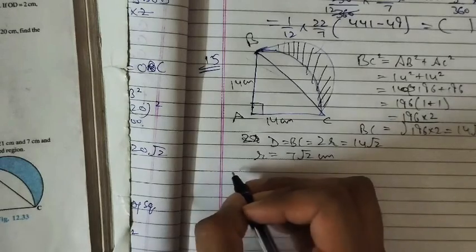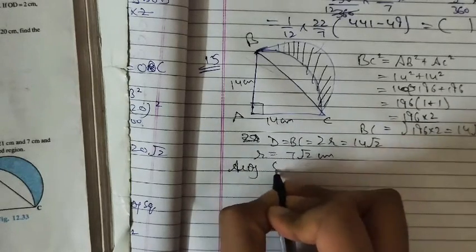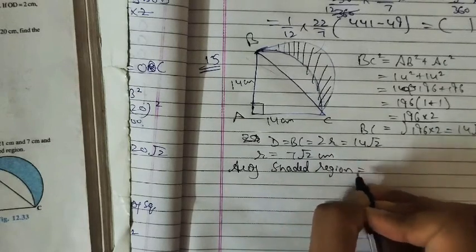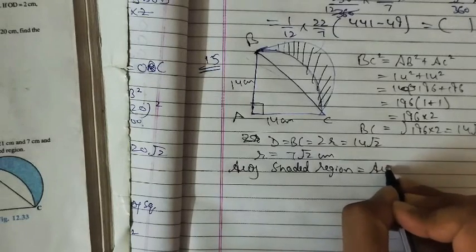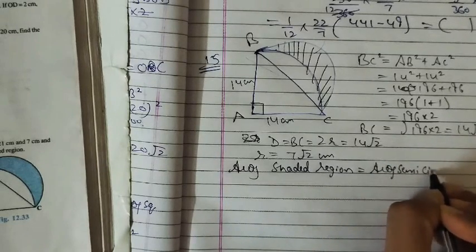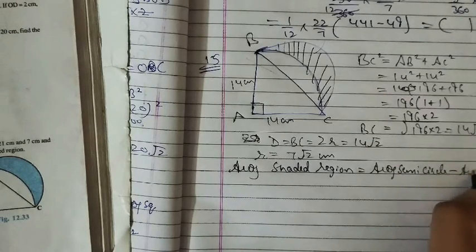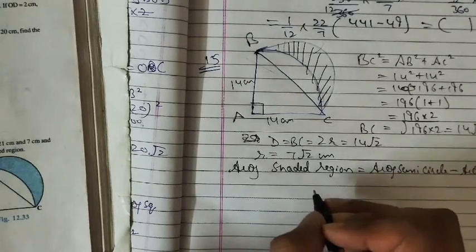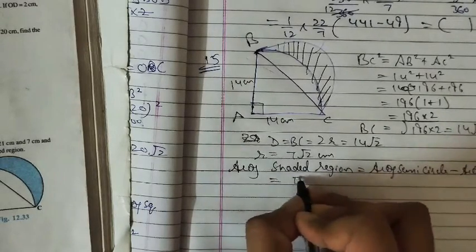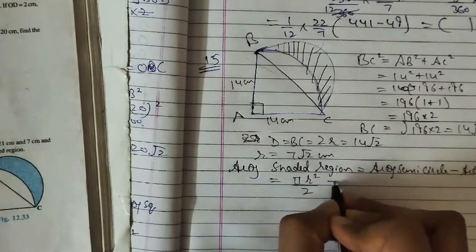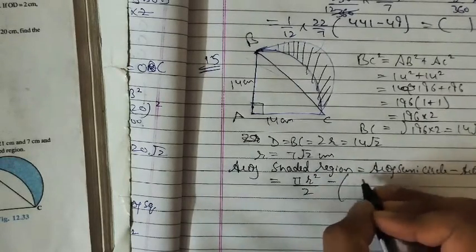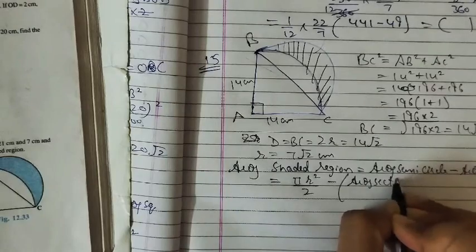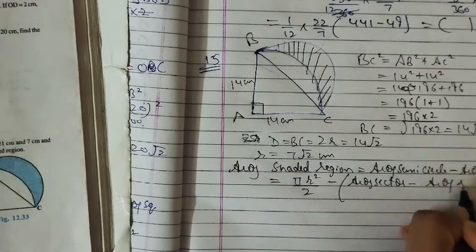Now what we have to determine is the area of the shaded region, right, which is equal to the area of semicircle minus the area of segment. Area of semicircle is pi r square upon 2 minus area of segment. Area of segment is area of sector minus area of triangle, right?